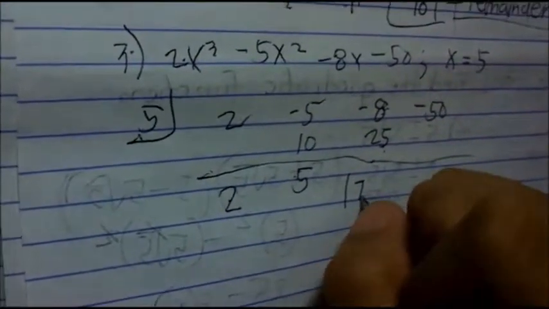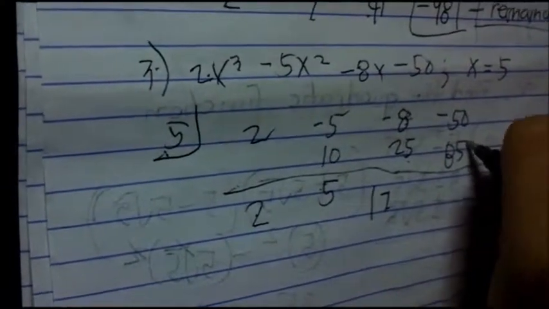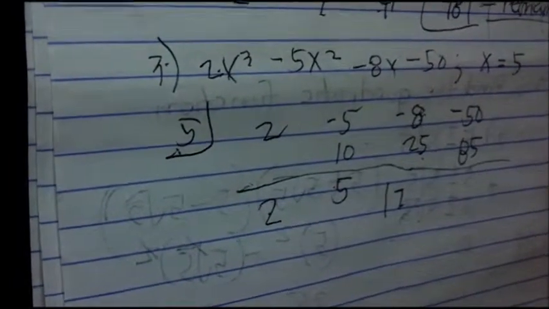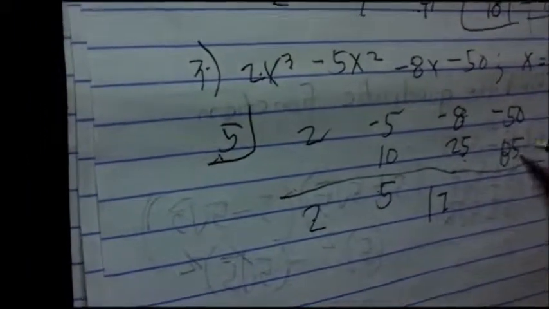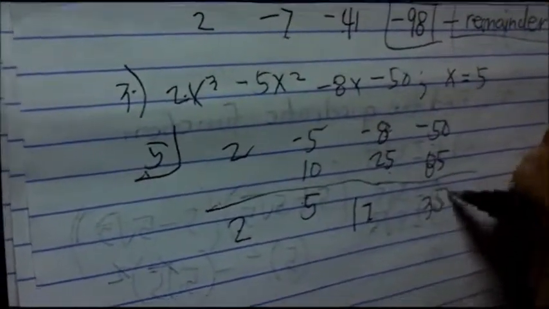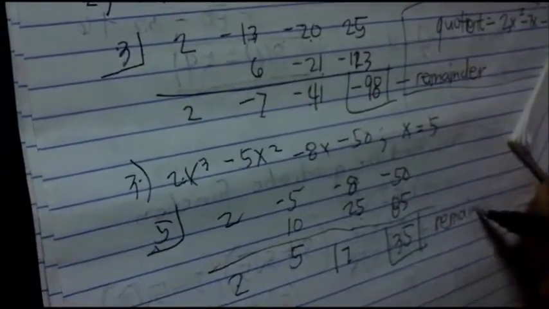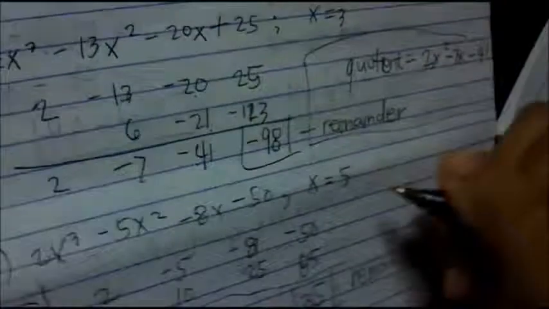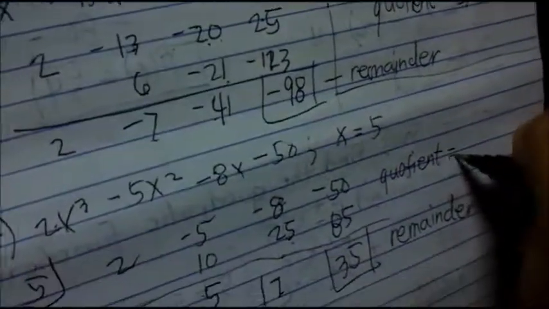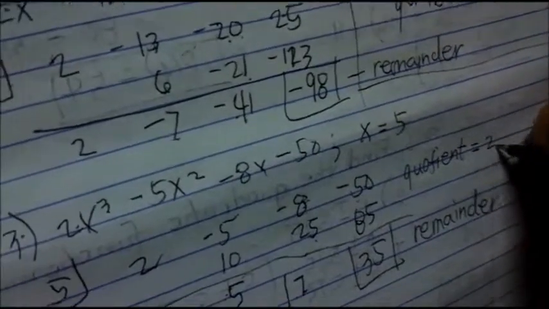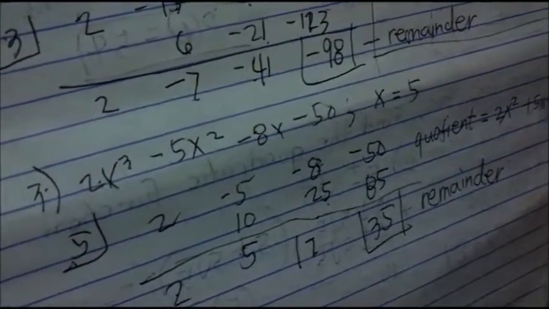Then 17 times 5 is 85. Then negative 50 plus 85 is equal to 35. Then our remainder is 35. Then our quotient is 2x squared plus 5x plus 17.